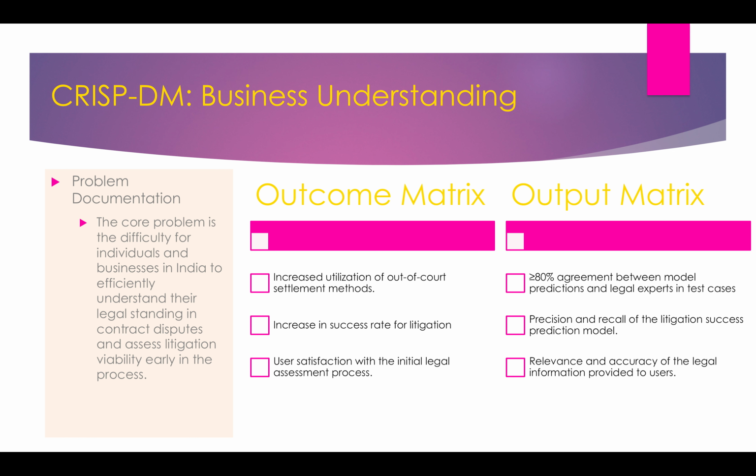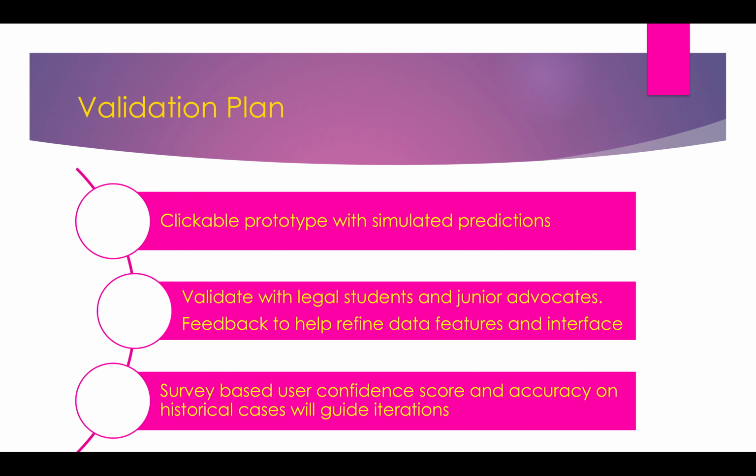The output metric, which is more technical in nature, has the following goals. More than 80% agreement between model prediction and legal experts' prediction in test cases specifically. Precision and recall of the litigation prediction, and relevance and accuracy of the legal information provided to the user.